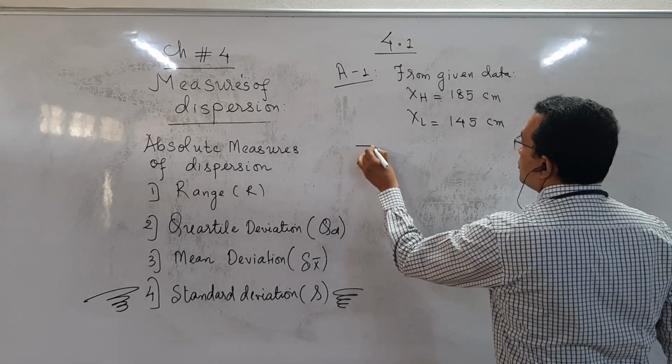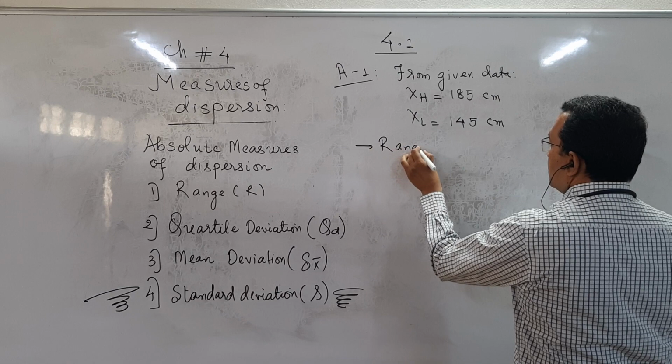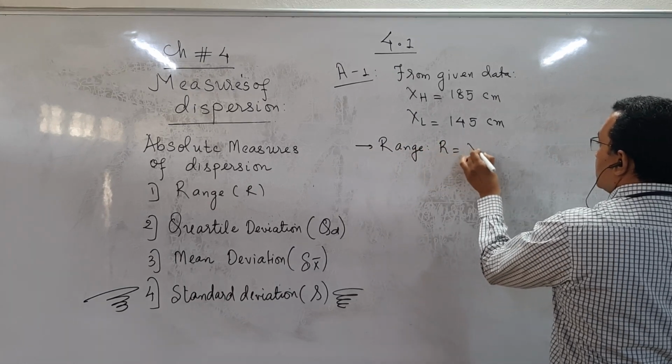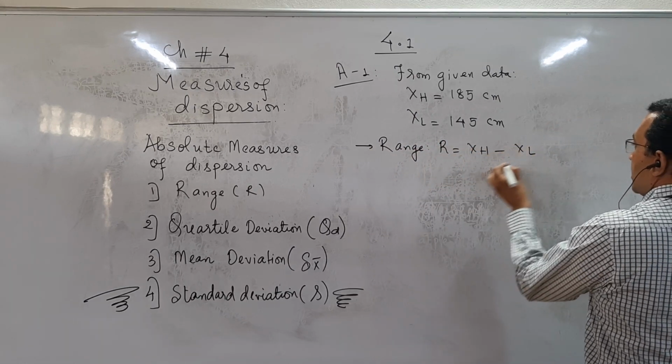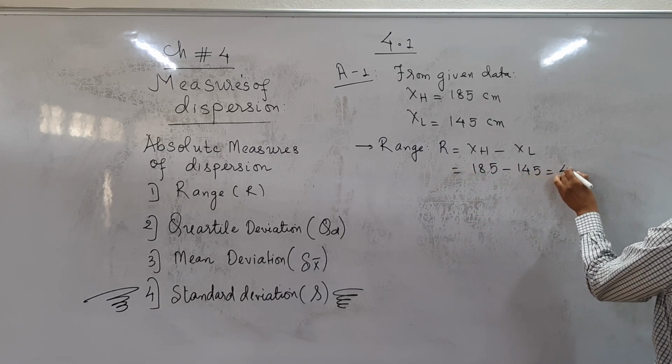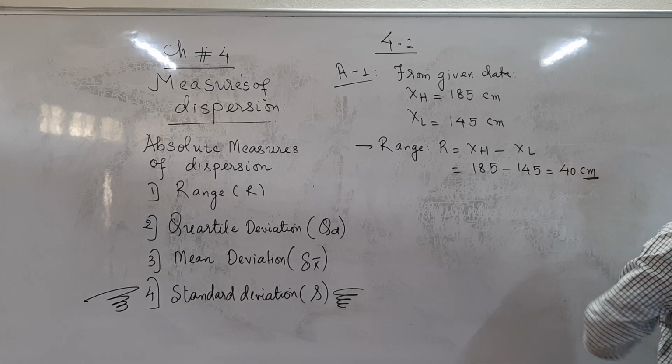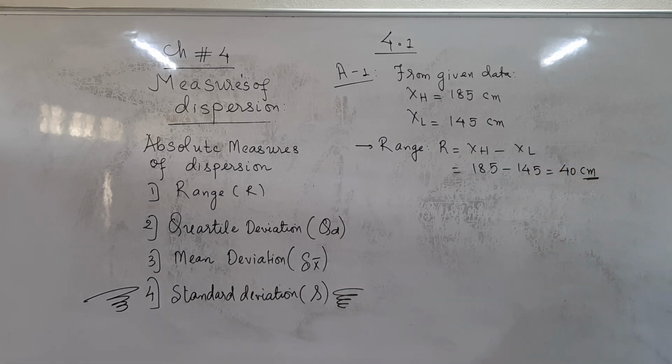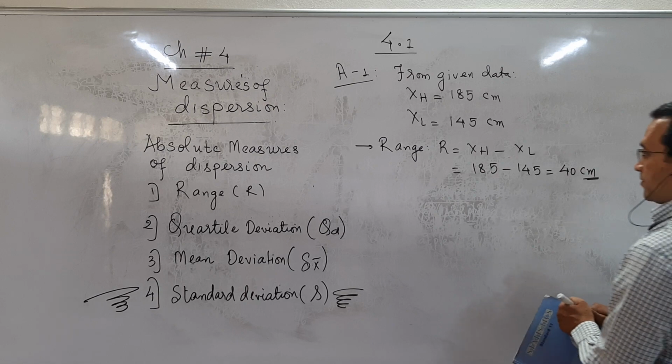So we find range R is equal to XH minus XL. 185 minus 145, which is nothing but 40 centimeter. Check the unit: the given observation, height, is in centimeter, and the unit of range is also centimeter. So definitely this is an absolute measure.